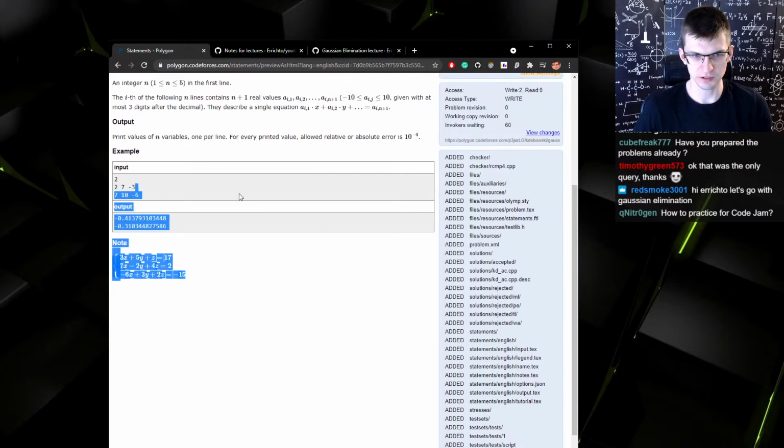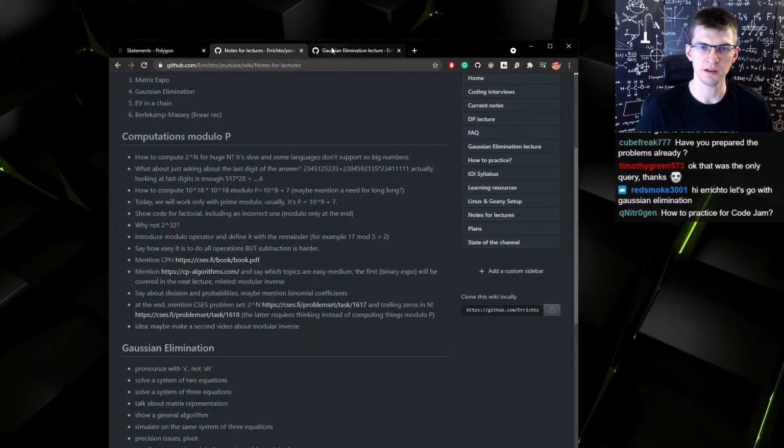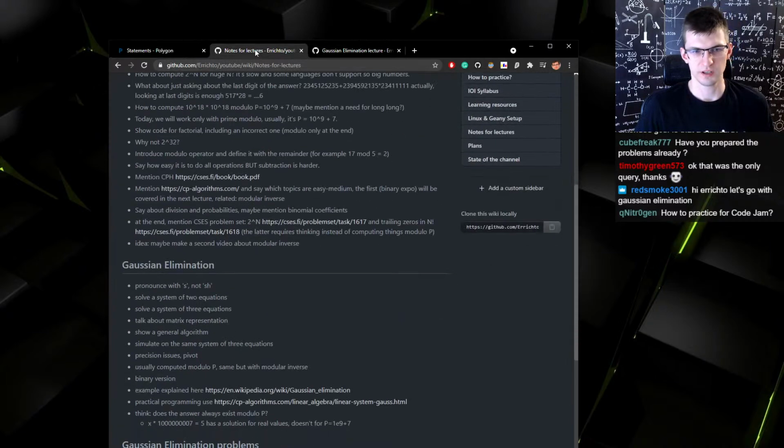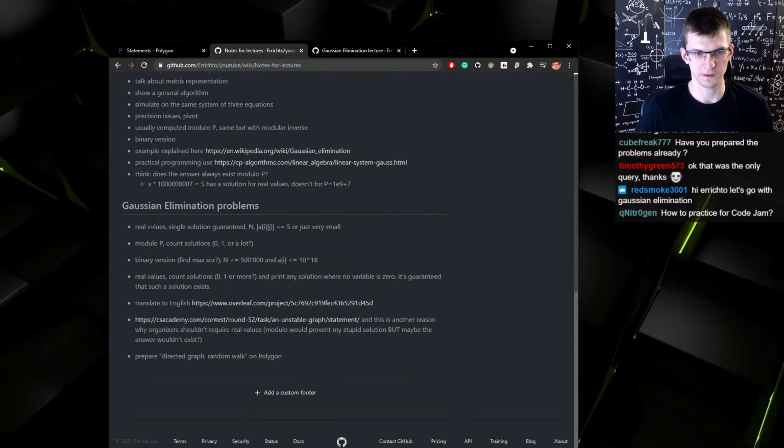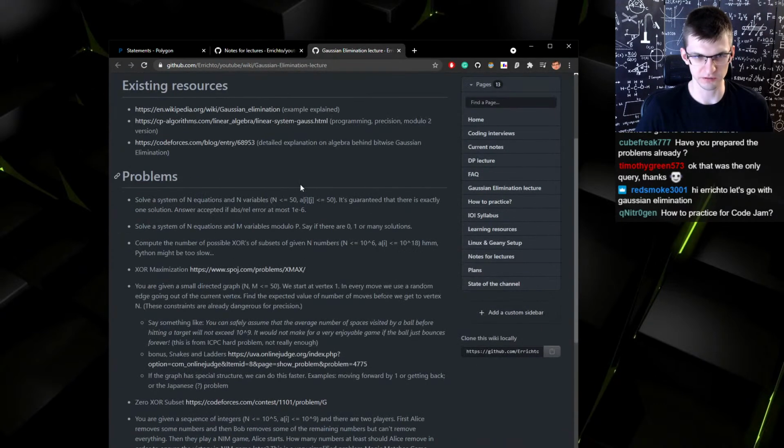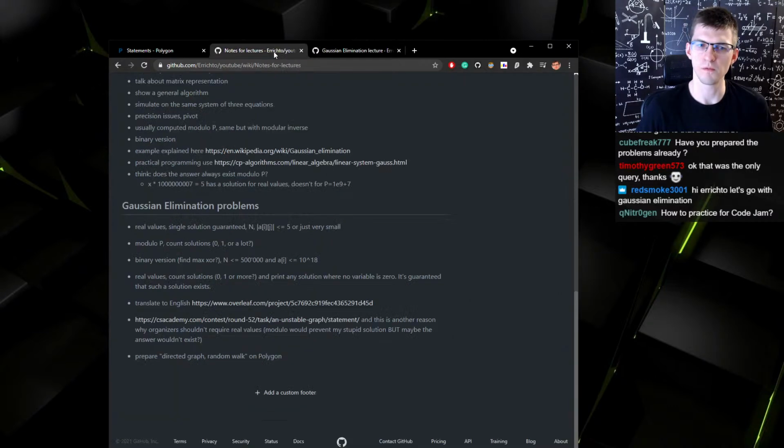Alright, now do I want to continue here or just create the next problem? Notes for lectures. Last week I typed all of that, but a year ago I created this. Solve a system of n equations and n variables. Exactly one solution. Yeah, so I don't like 50 here. System of n equations modulo p. Save there 0, 1. Number of possible XORs. Python might be too slow. Find max XOR. Okay, find max XOR is too complicated.